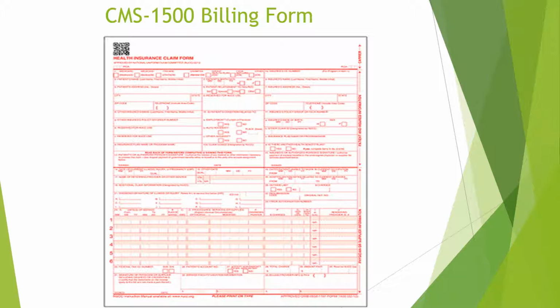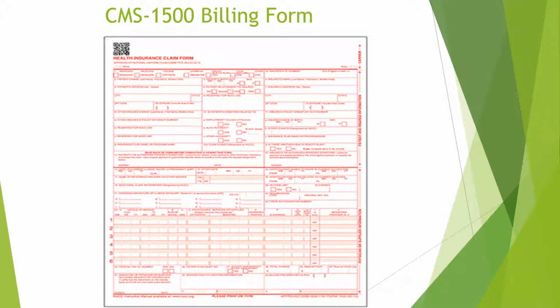In box 24D, you will put in your HIPAA or procedure codes. In box 24E, you would put in your diagnosis pointer, which would be your initial diagnosis that was put in box 21A. So you would put in A as your pointer. Box 24F is where you would put in your charges. Box 24G is where you would put in the number of units that are being billed.